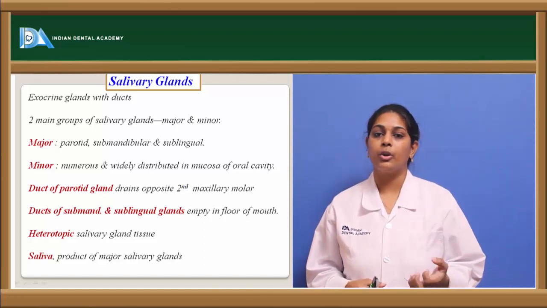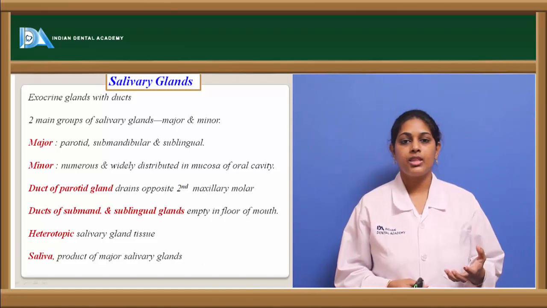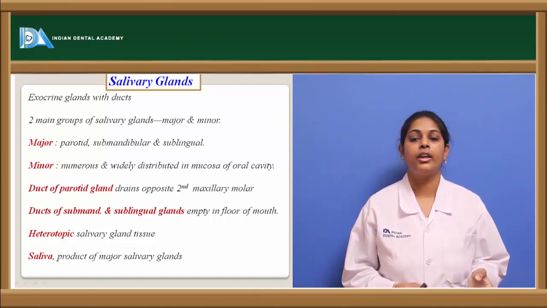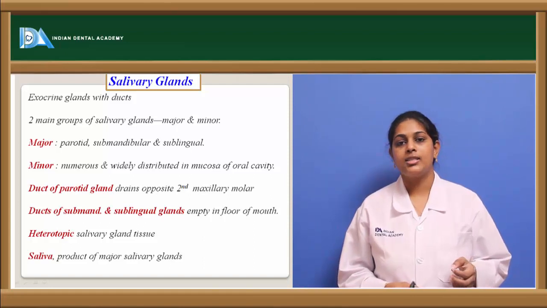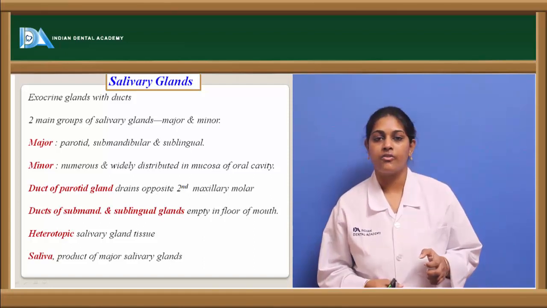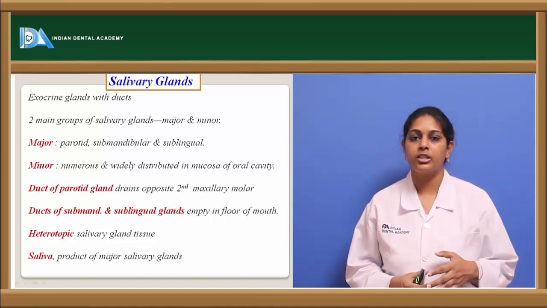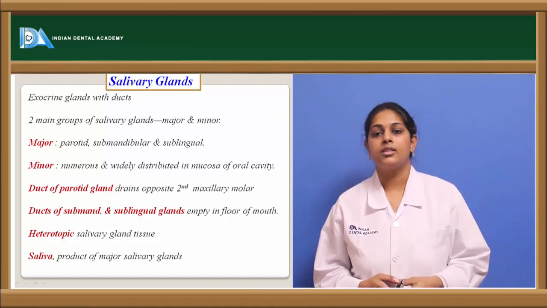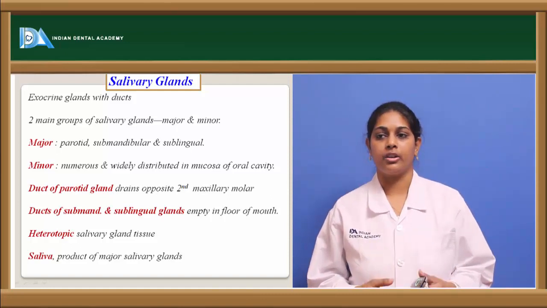They are present within the mucosa in the oral cavity, which can be observed in the buccal mucosa, the palate, in the soft palate and the hard palate, as well as in certain areas of the dorsal surface of the tongue. So these are the minor salivary glands, which are numerous and widely spread, and smaller in size when compared to the major salivary glands.